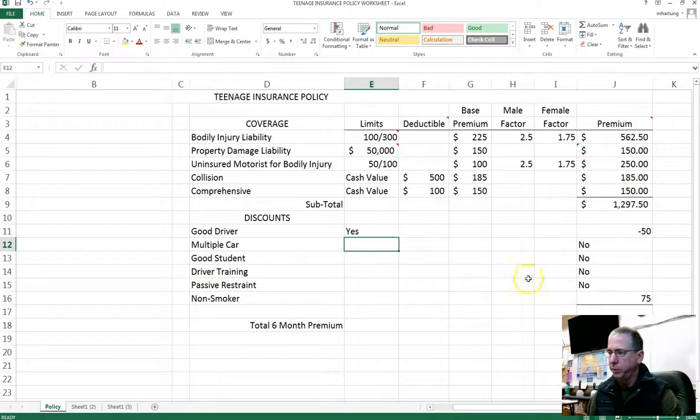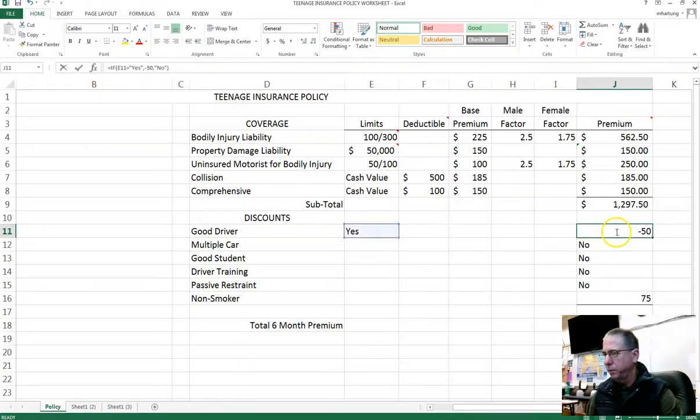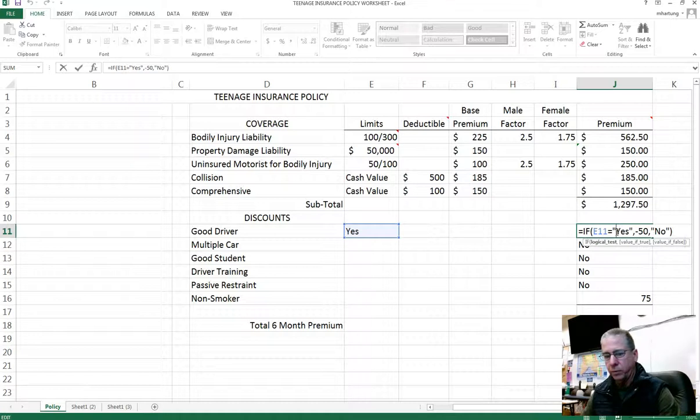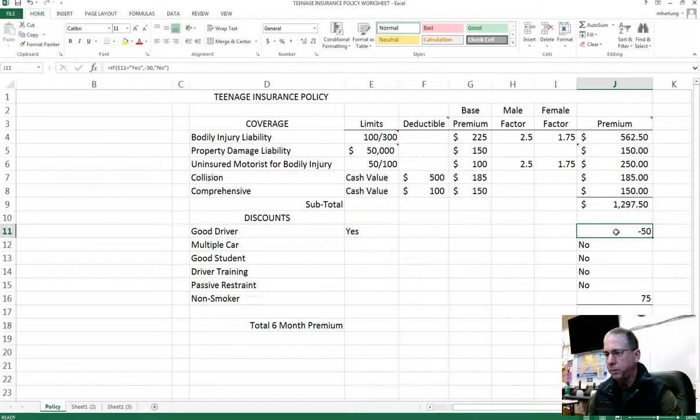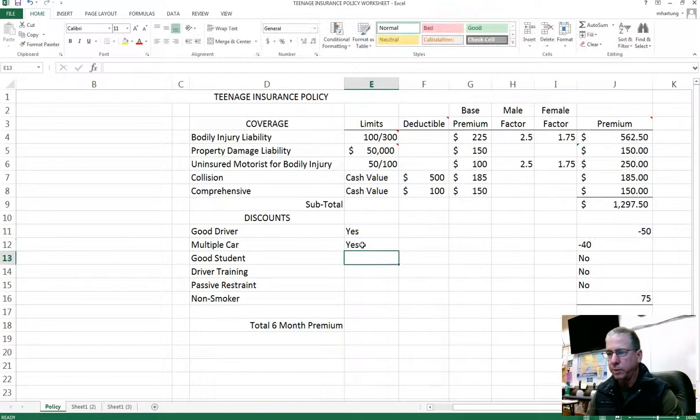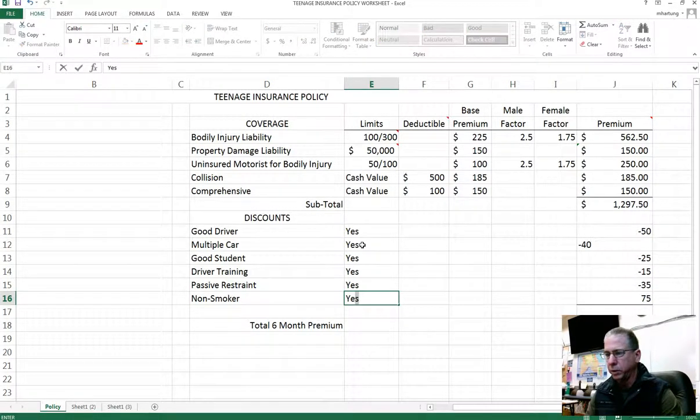All right, so we need to create those for each one of these. So I'll let you go ahead and take care of that. And take a pause and finish that off. I'm going to go ahead and put in the word yes, multiple car. This is if you have several cars with the company. Good student. Of course, all of you are good students. Driver's training. Yep, all of us do that at Tule Lake. Passive restraint. That refers to like an airbag. Most cars are going to have that. And are you a non-smoker? Hopefully.